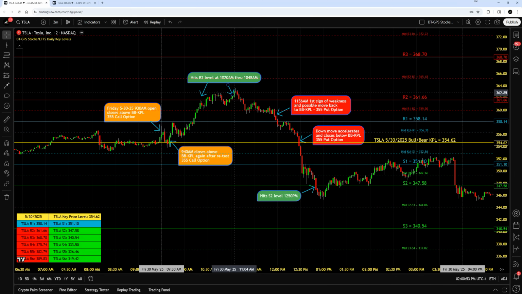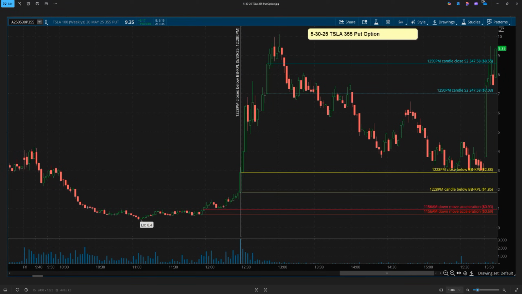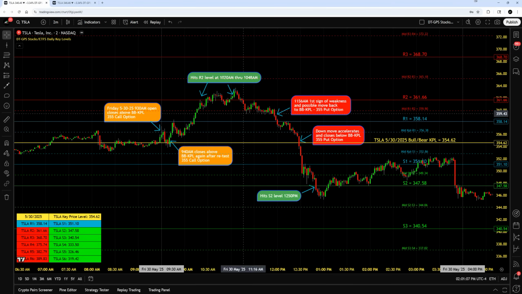So we're talking about 11 a.m. to say 11:08 here. So basically around 11:20, 11:22, it had already doubled. So that's just a move back down to the mid R1, R2. So basically from here down to here, those options doubled.